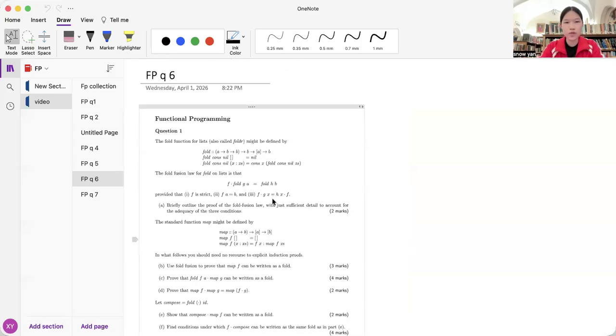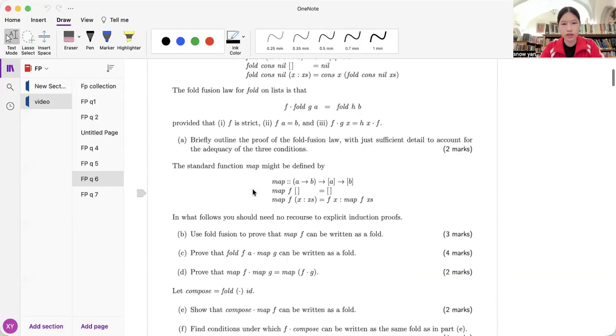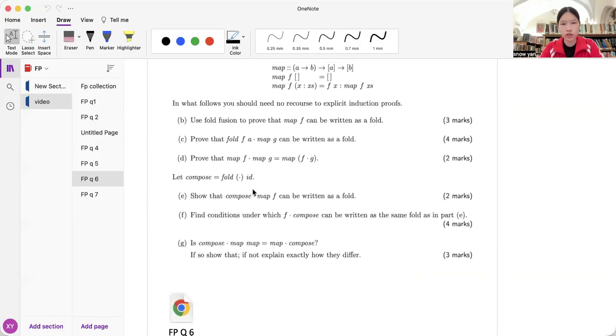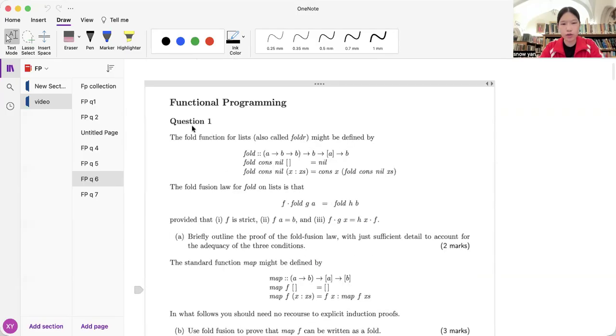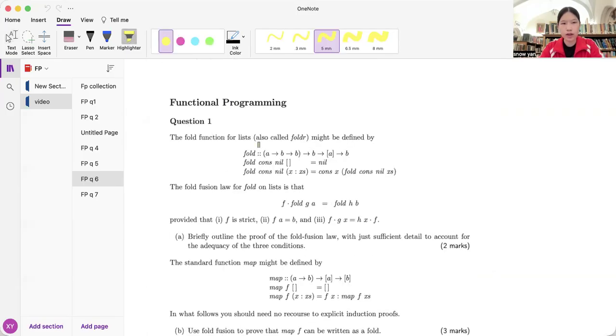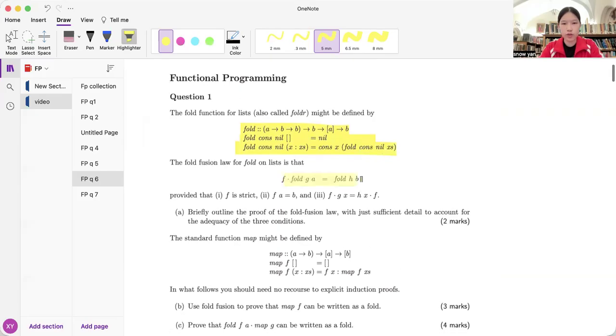Okay, let's go over the functional programming question I did. Here I have a question that does first fold fusion, then just some properties with that. The first part we have the fold definition of things, pretty straightforward. And then the fold fusion law.